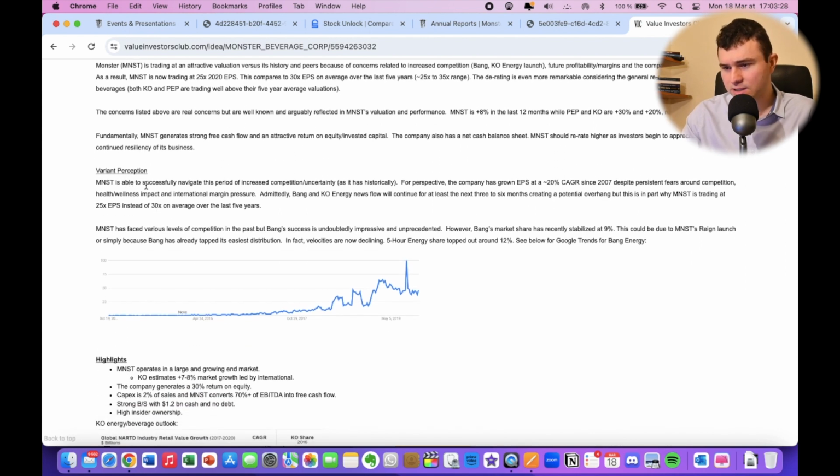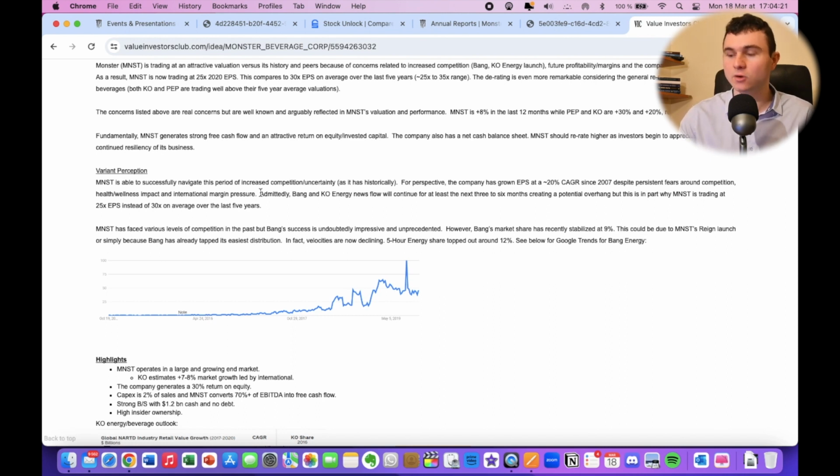Variant perception: Monster is able to successfully navigate this period of increased competition. For perspective, they have grown their earnings per share at 20% per year since 2007, as we've seen before. Okay, despite fears of competition, health impact, that's true. That's another risk. As we have some exposure right now about the risks of obesity, sugar, some people may not like to invest in a sugary drinks company. That could be a quick pass and go back and look for another business. But in this video, that's my analysis. That's just me discovering the stock.